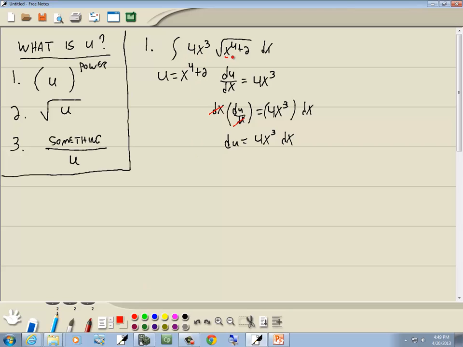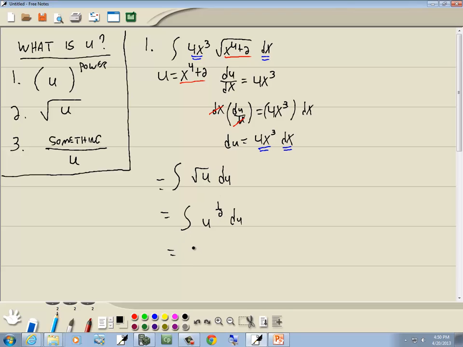Now here, x to the fourth plus 2 matches that. 4x to the third, 4x to the third, dx, dx. Everything matches perfectly there. So we're going to replace what's in red here with u. So we'll have the square root of u. And this 4x to the third dx, what's underlined in blue, we're going to replace with du. And then I could rewrite this as u to the 1/2 power du. We always want to get it out of radical form. And now we got u to a power.